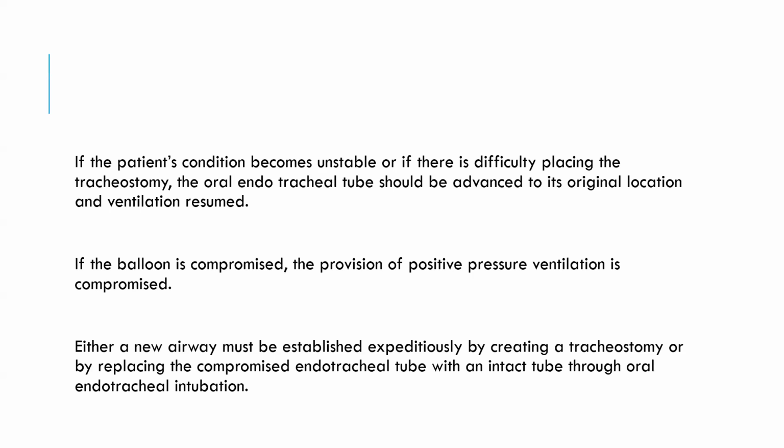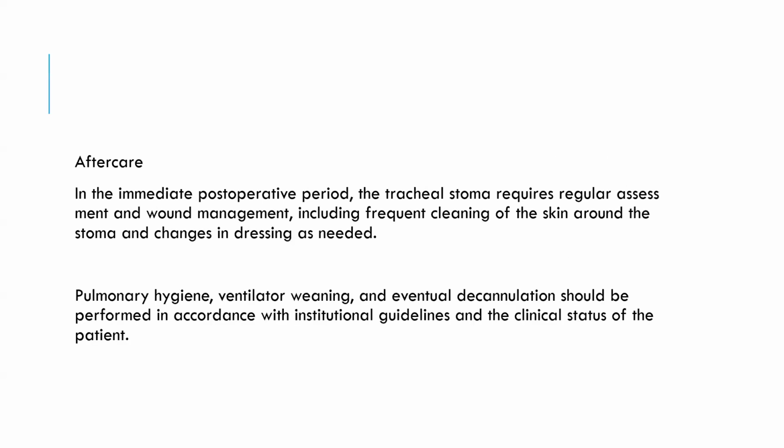If the patient's condition becomes unstable or if there is difficulty placing the tracheostomy, the oral endotracheal tube should be advanced to its original location and ventilation resumed. If the balloon is compromised, the provision of positive pressure ventilation is compromised. Either a new airway must be established expeditiously by creating a tracheostomy, or the compromised endotracheal tube replaced with an intact tube through oral endotracheal intubation.